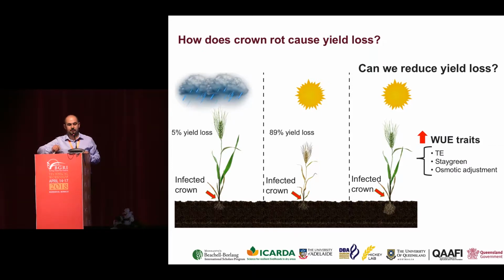when drought occurs? I'm talking about drought adaptive traits that are associated with water use efficiency, such as transpiration efficiency, stay green, osmotic adjustment, and perhaps looking underground and optimizing root system architecture so that our plants have better access to the water in the soil profile and avoid drought.